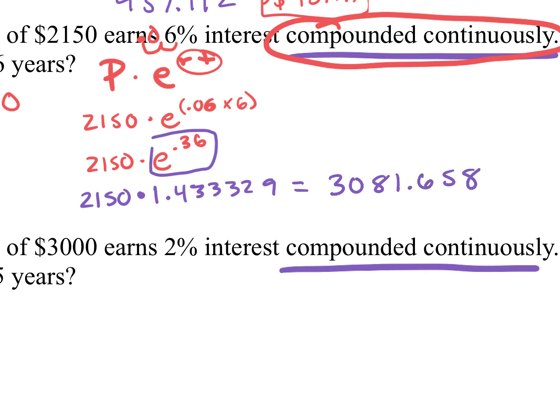3,081.658. But if it says round to 2 decimal places, what does that mean? Goes to the same. The 5 turns to a 6. So 3,081.66, because we have to round up.